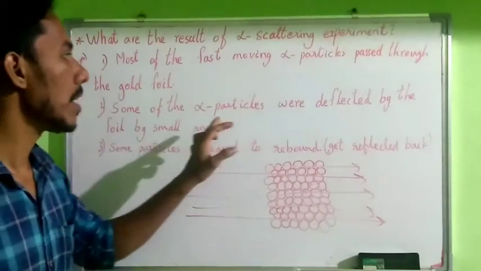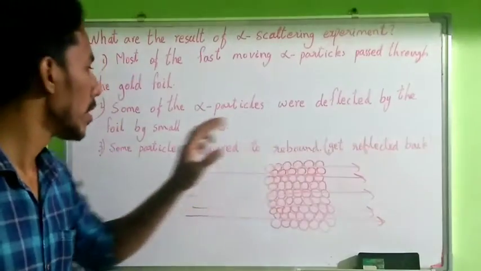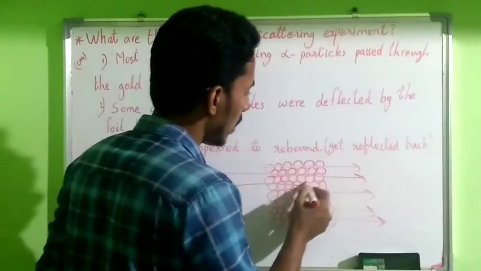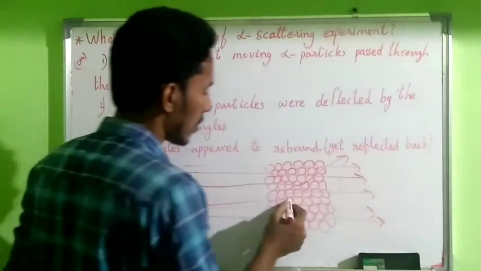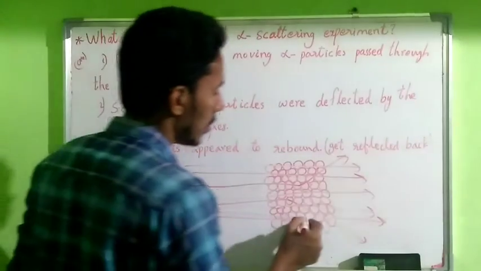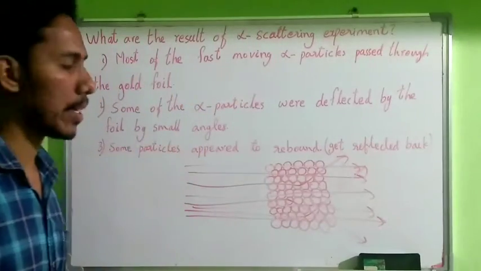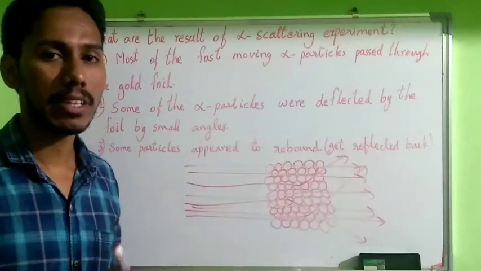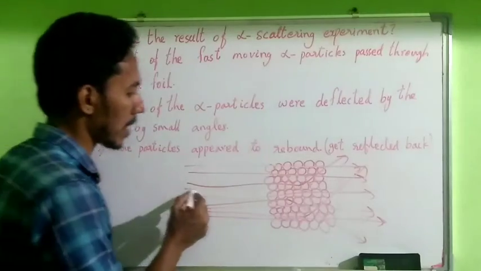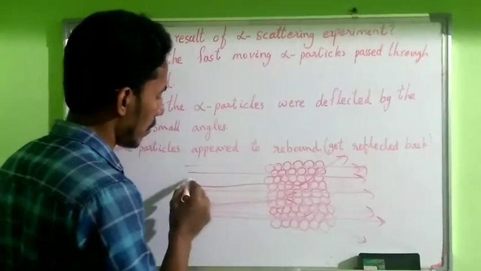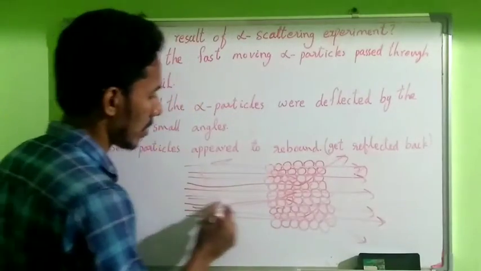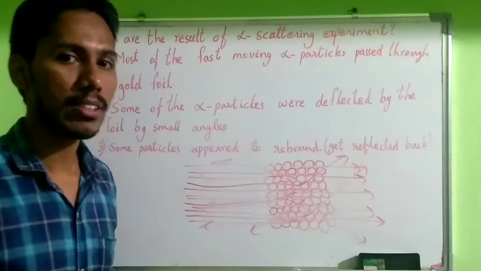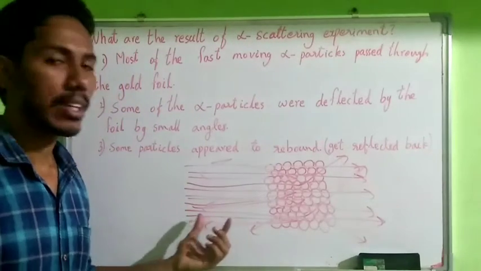Then another one. Some of the alpha particles were deflected by the foil through small angles. There are some alpha particles deviated by some angles, in that way. And another one: some particles appear to rebound, get reflected back, get deflected back. It is in this way. Only a few particles get deflected back.